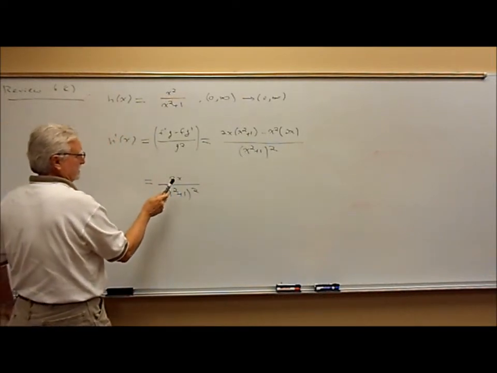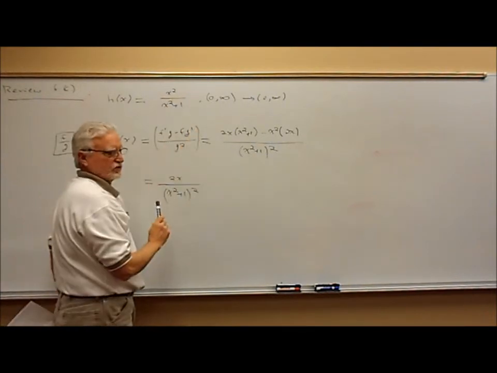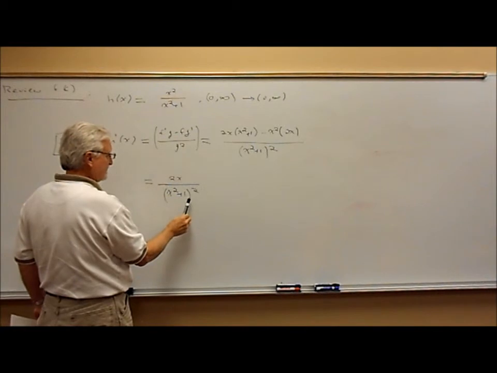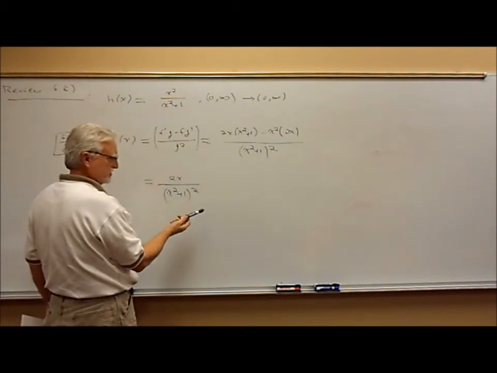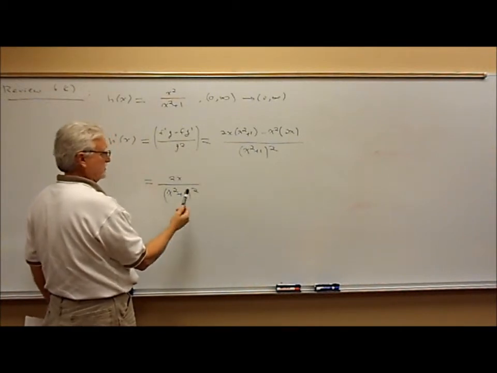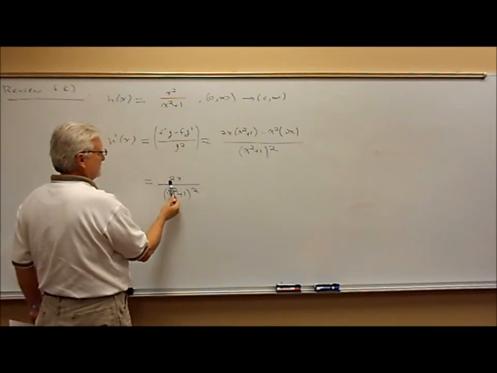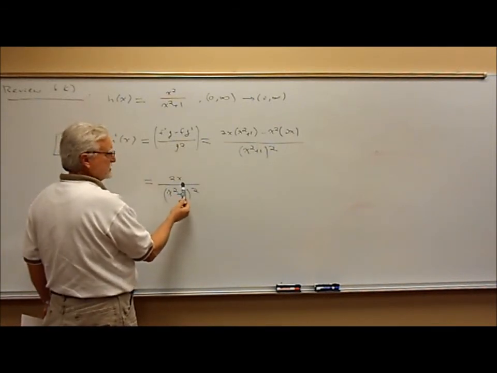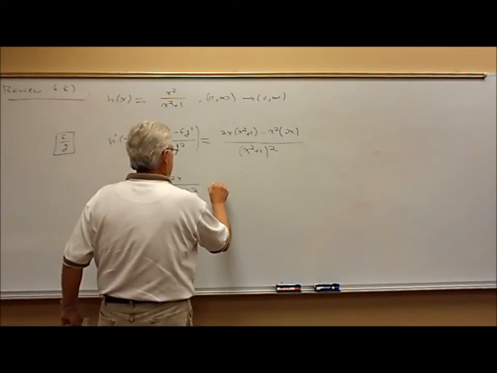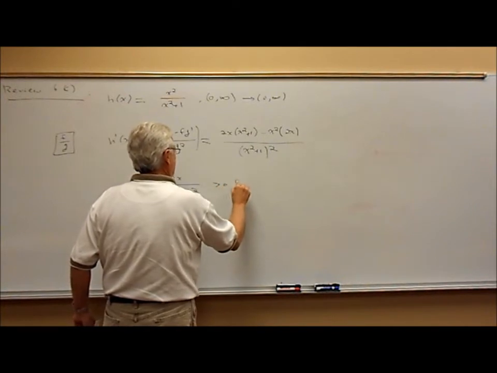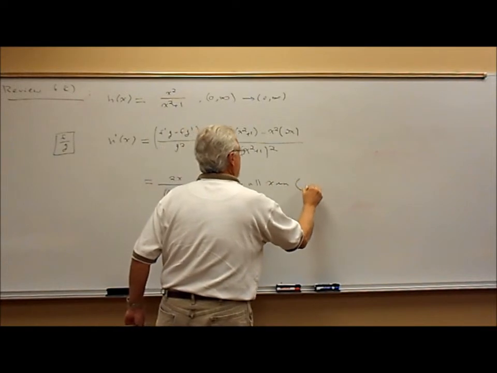Now, remember, we're assuming x is a positive real number. The denominator, no matter what you plug in for x, is a positive number. So it's x squared, which is non-negative, added to 1, which is positive, squared again is still positive. So the denominator is a positive number. The numerator is greater than 0 as long as x is greater than 0. So this is greater than 0 for all x in the domain.